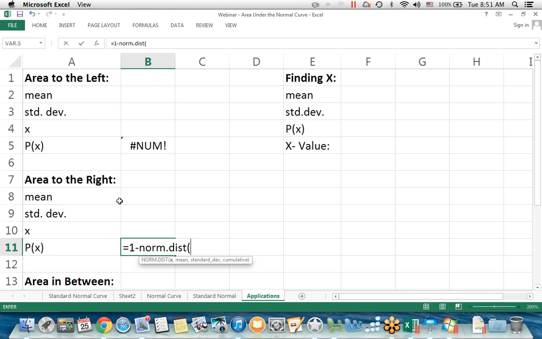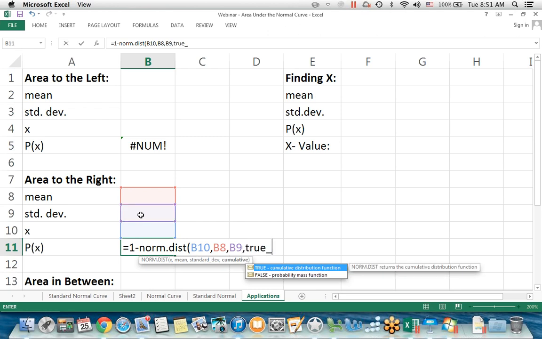So we have the normal distribution x, which is this cell, minus, not minus, comma, the mean, which is given there, comma, the standard deviation, and then comma, true.